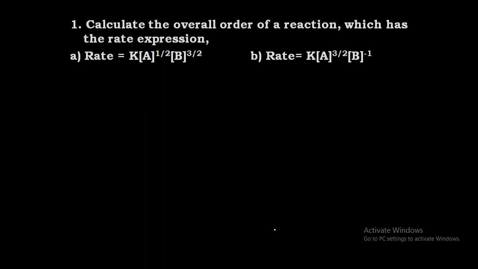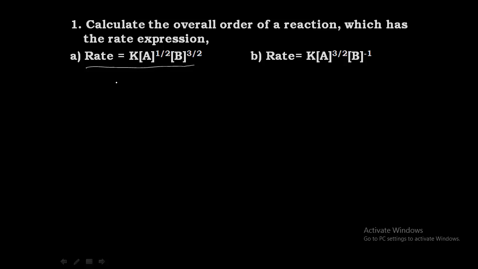So first one, calculate the overall order of a reaction which has the rate expression. First one, rate is equal to K into A raised to 1 by 2 into B raised to 3 by 2. Here they asked you to calculate the order of the reaction. So order of the reaction means what? It is nothing but the sum of the powers of concentration terms.